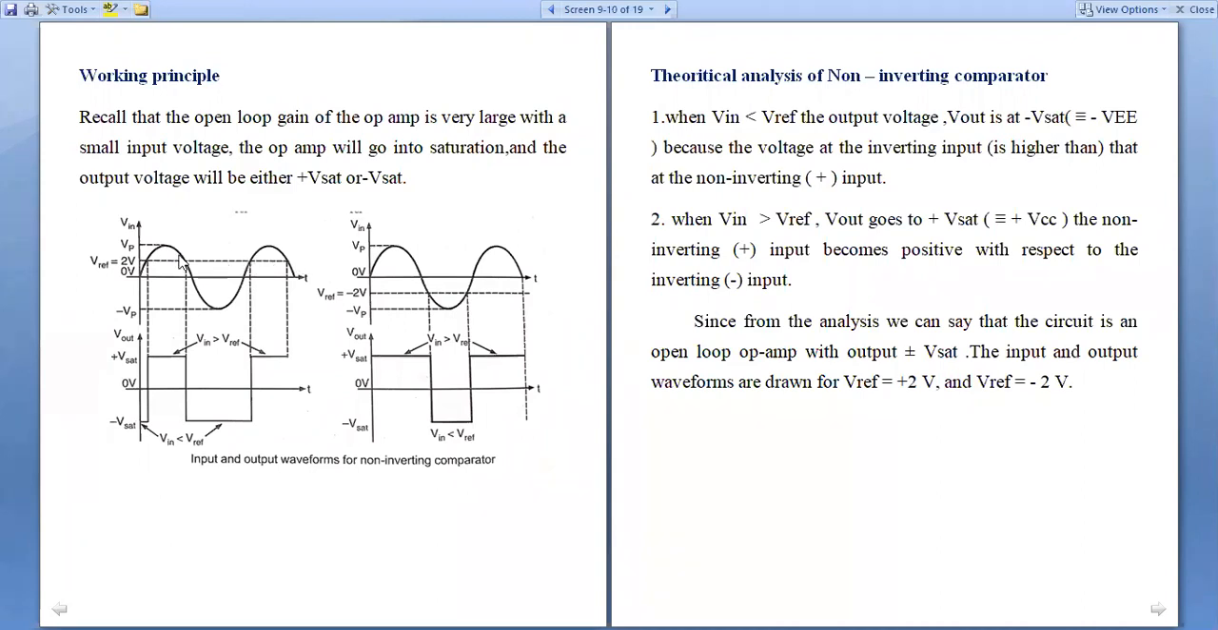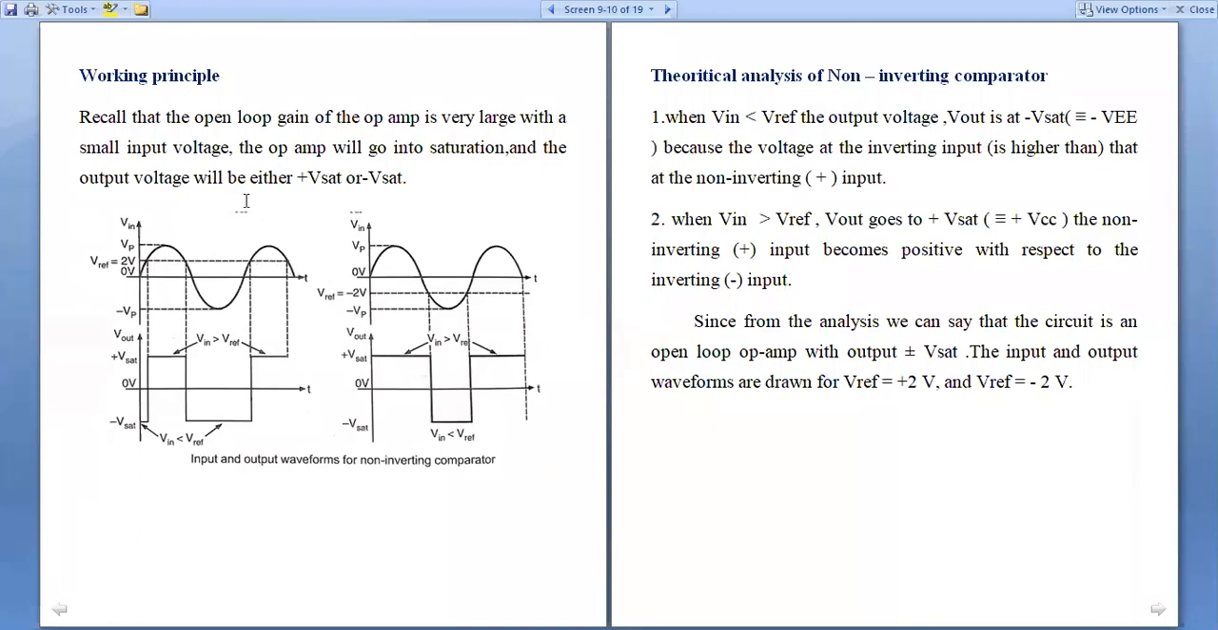Okay, so at this condition, what will happen? VP is nothing but the voltage at positive peak, and minus VP is the voltage at negative peak condition. So we are applying a positive reference voltage of 2 volts. Okay, so what will happen?